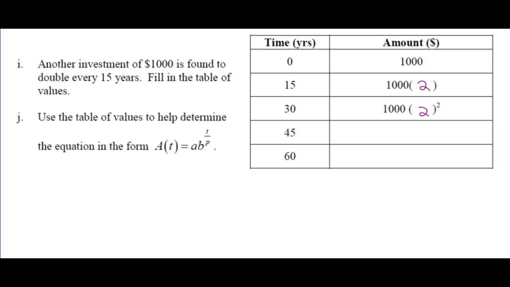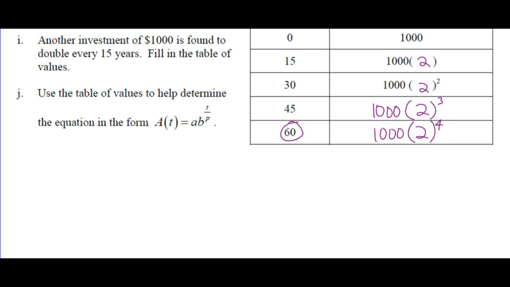2 squared. In 45 years, it's 1,000 times what? 2 cubed. In 60 years, it's 1,000 times 2 to the 4th, right? Because really, what we're going to be doing here is converting years into doubling periods. Okay, so that's the idea.